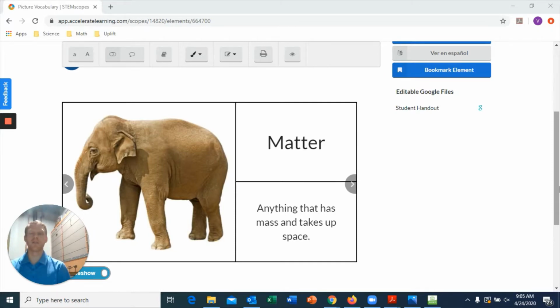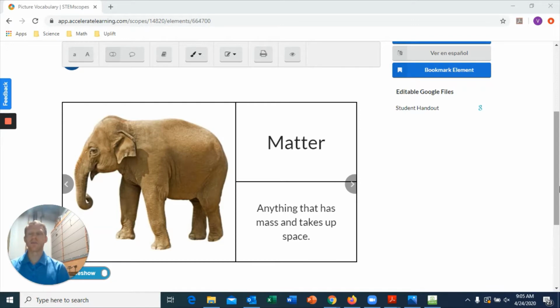Matter is a word that we've used a lot this year in science. It means stuff, for lack of a better way to say it. All of the stuff in the world that has mass and takes up space is called matter. When we think of an apple, that is an example of a solid. Water is, of course, an example of a liquid, and air is an example of a gas.